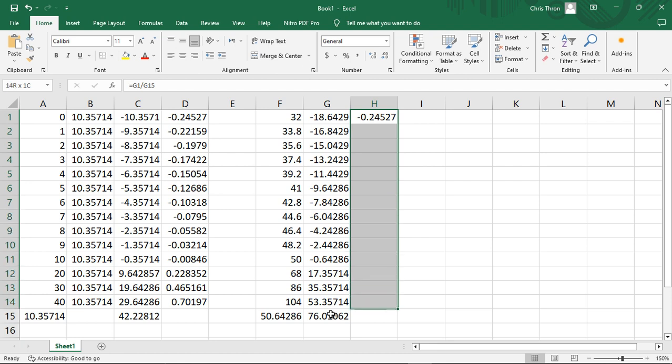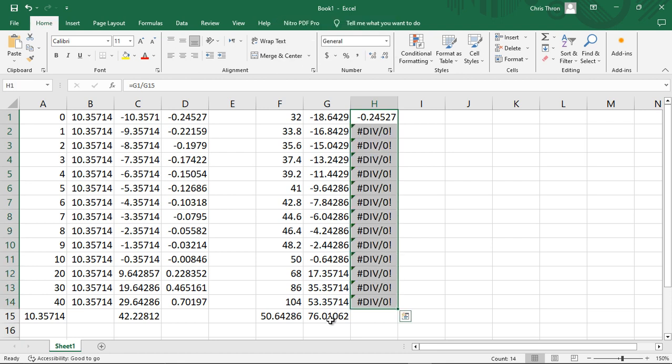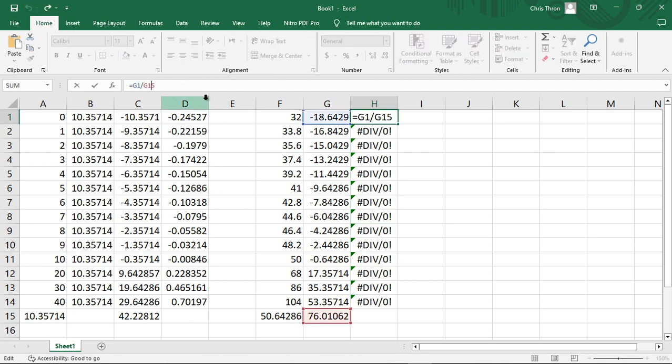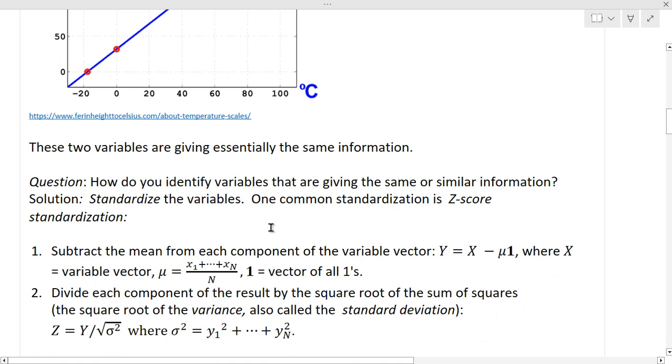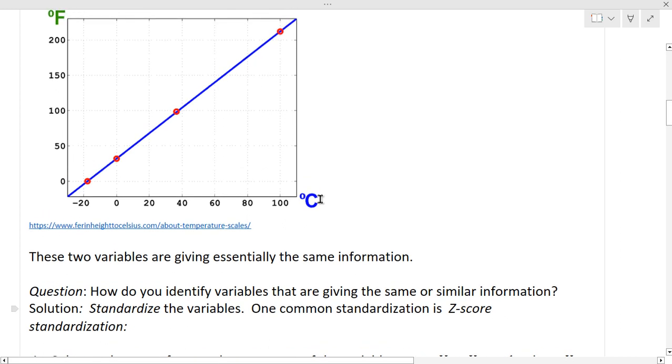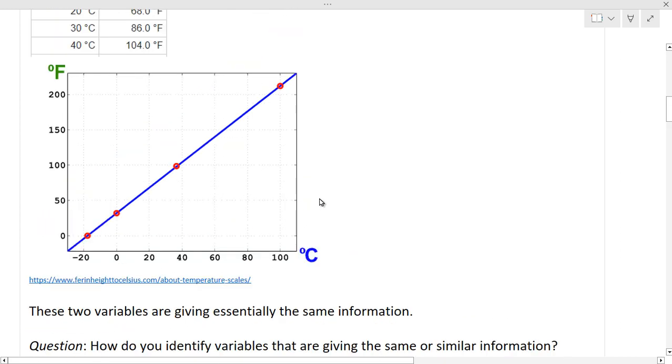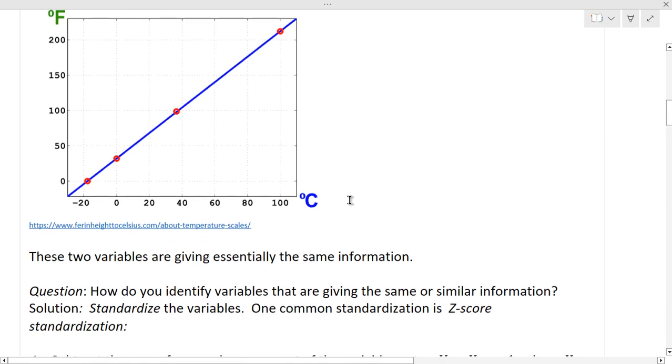And lo and behold, we get, whoops, sorry, I made a mistake. Go back here because I didn't make the fixed reference in the bottom. So I'll make a fixed reference in the bottom. And I'll go here, and lo and behold, see if it works this time, you get exactly the same numbers. So what you've done is you stripped off the linear difference between the two series. Standardization is a very important way of putting your variables in a form so that if there's a linear relationship between the variables, it will become very clear.